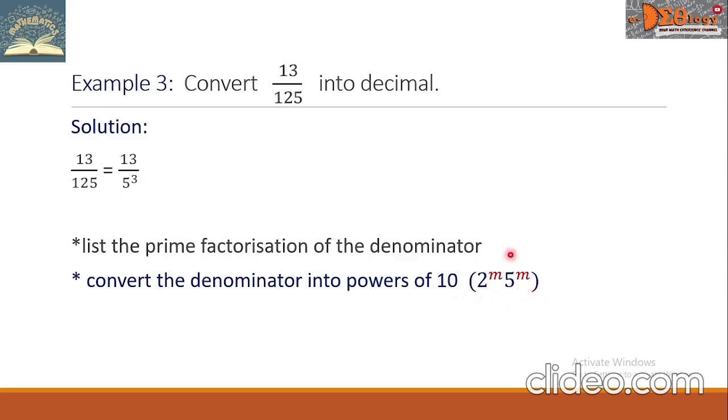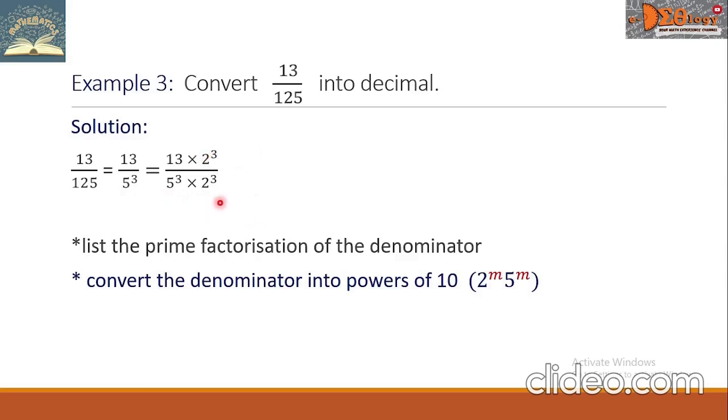Take note here that we must make the powers equal. In our denominator here, we have 5 cubed. Thus, we need a factor 2, but with the same power, that is 3. So, we multiply the 5 cubed by 2 cubed. Since we multiply our denominator by this value, the same value must be multiplied to the numerator. So here it is.